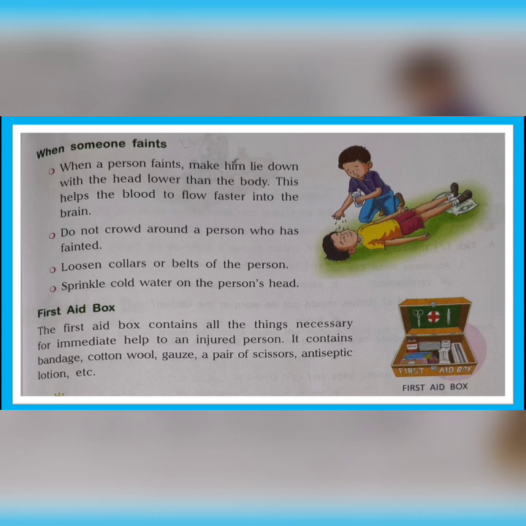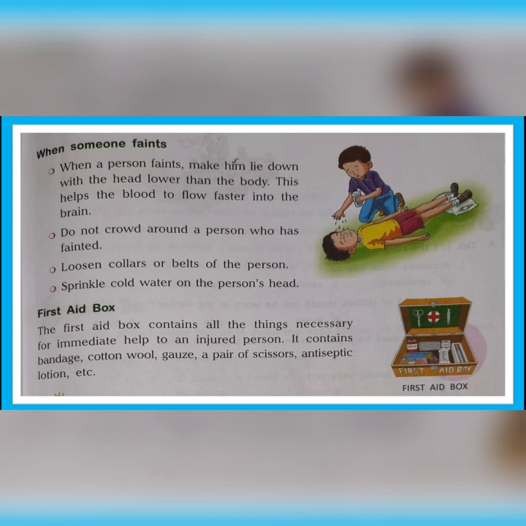Next, let us know how to give first aid if someone faints. When a person faints, first make him lie down with the head lower than the body, as shown in this figure. Why should we do this? Because this helps the blood to flow faster into the brain. Next, we should not crowd around that person. We should loosen the collar or belt of the person. Then sprinkle cold water on the person's head. So these are some first aid tips for different kinds of injuries.